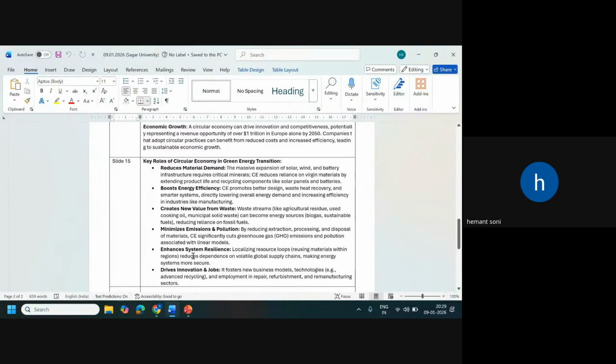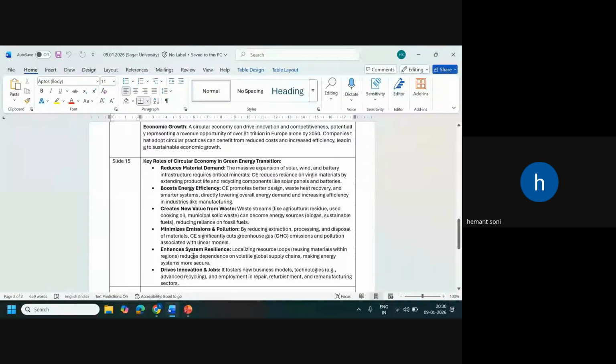So here I have just put a few points on the key roles of circular economy in green energy transition. While we make the transition to green energy, how can the circular economy help? So the first point is to reduce the material demand. The massive expansion of solar, wind, and battery infrastructure requires critical minerals. So circular economy reduces reliance on virgin materials by extending product life and recycling components like solar panels and batteries. So again, that concept of the circular economy, that picture that I had shown to you, has been used here.